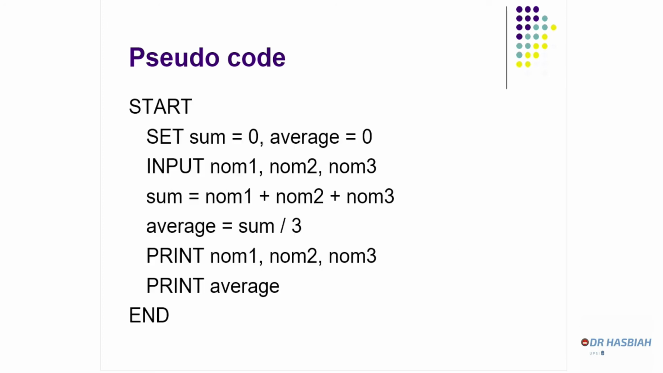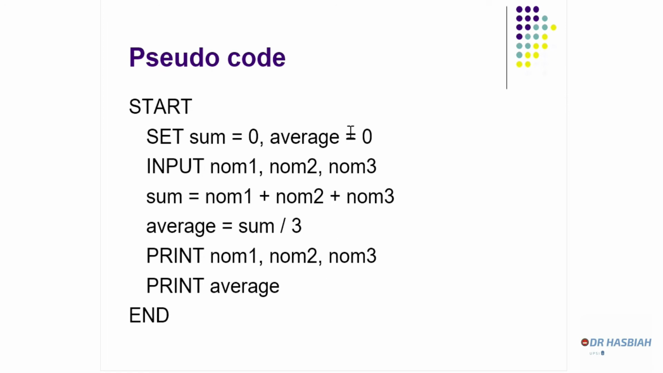See the example I have here. This is an example of pseudocode. Just now we had the problem: we want to calculate the average of three numbers. Let's say you have number 1, number 2, and number 3: 1, 2, 3. If we calculate the average, 1 plus 2 plus 3 is 6, divided by 3, you get 2. So now we want to write the pseudocode to calculate the average of these three numbers.